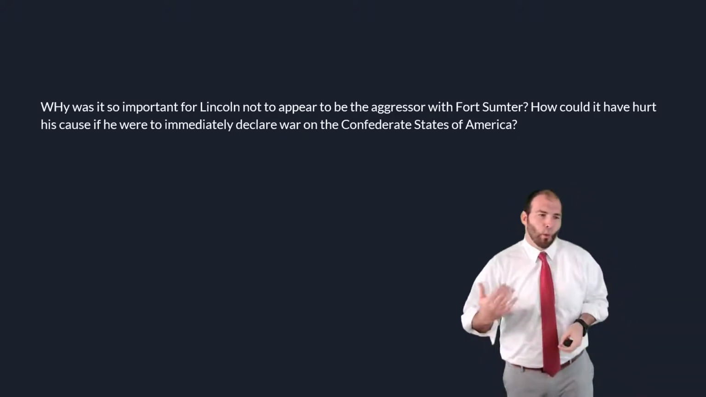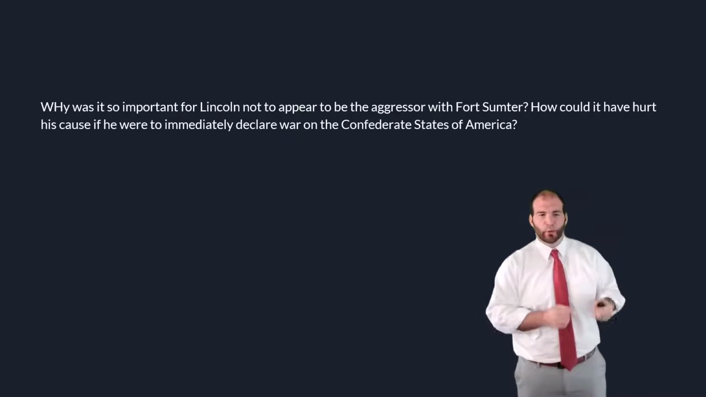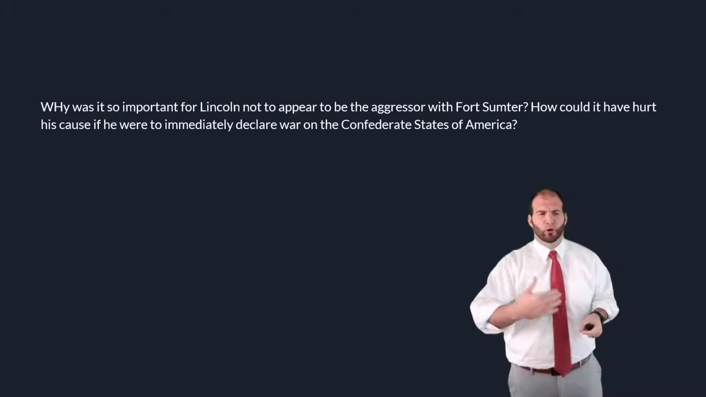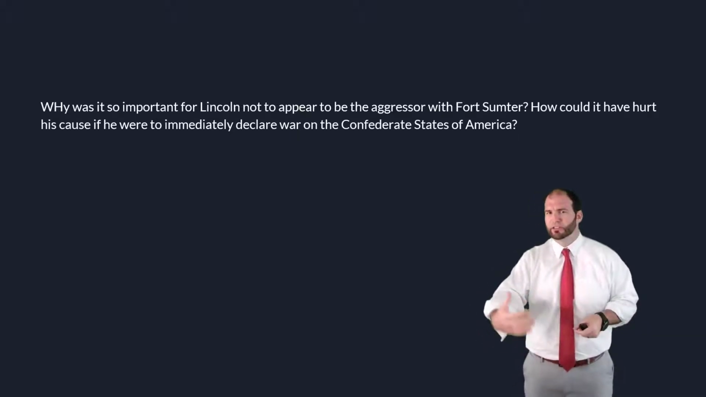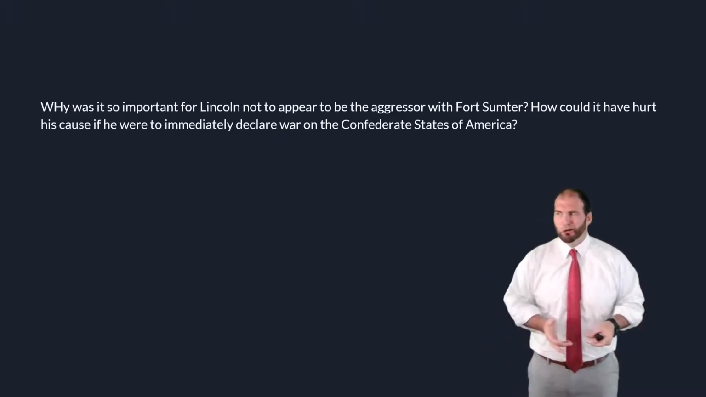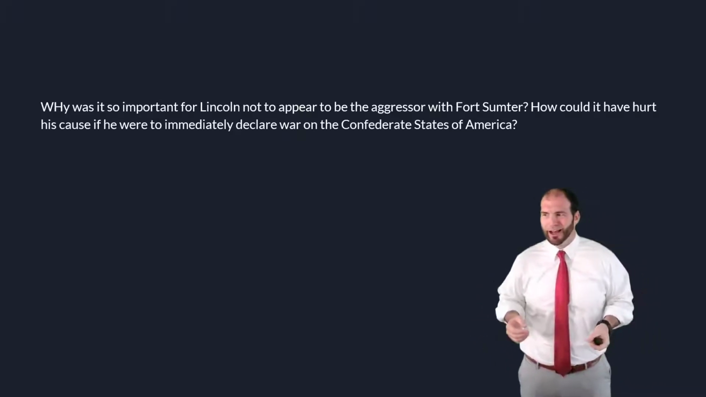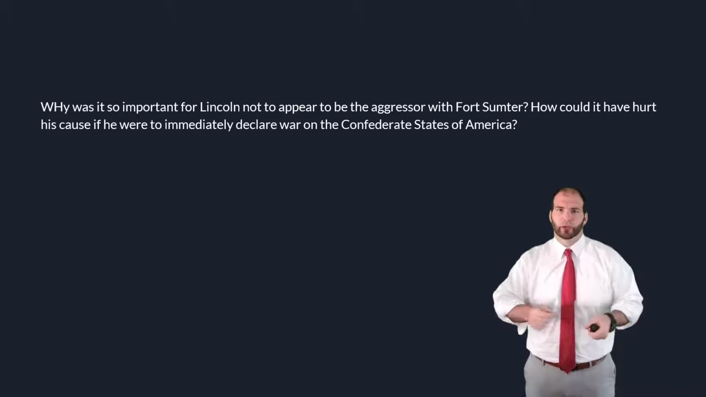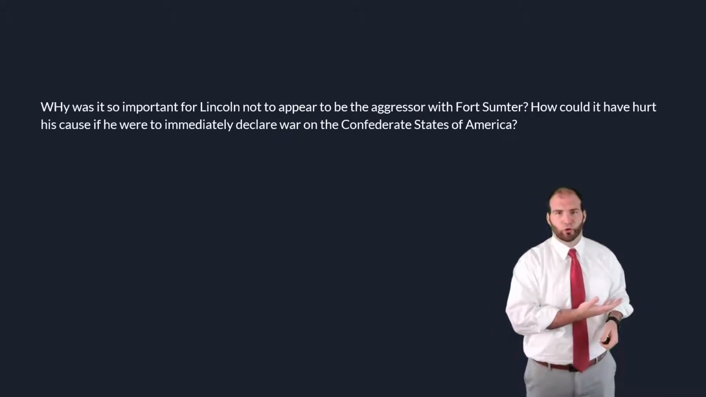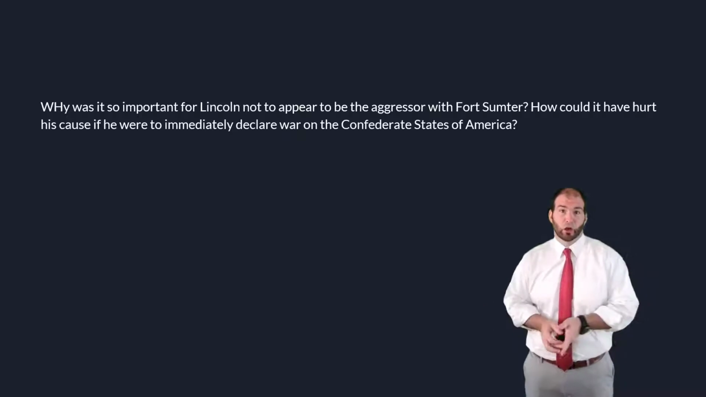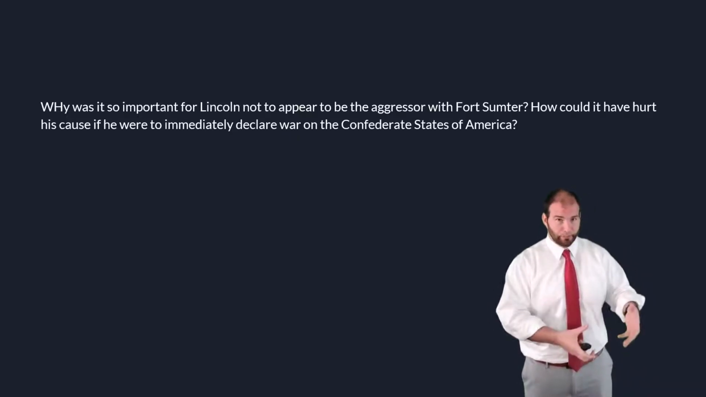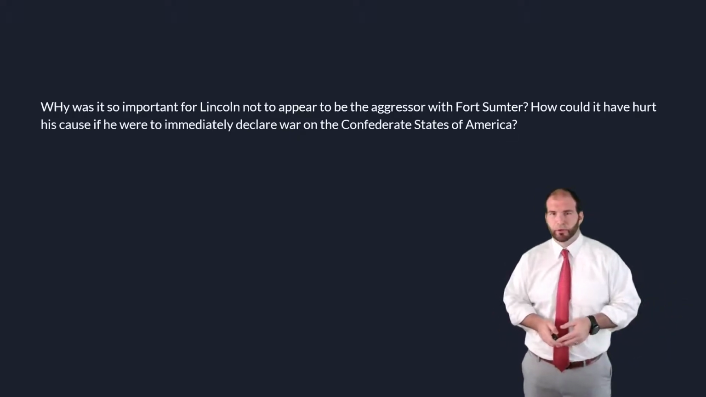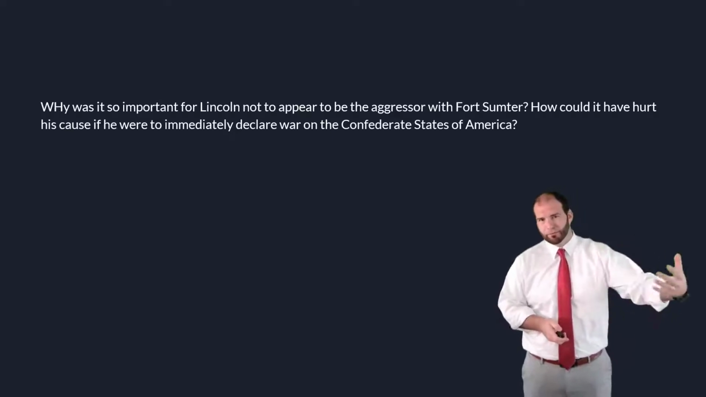But the question here is, why was it so important for Lincoln not to appear to be the aggressor at Fort Sumter? How could it have hurt his cause if he were to immediately declare war on the Confederate States of America? Keep in mind, Lincoln isn't super popular. If he's the aggressor and he basically declares war on these innocent Southerners, he's going to have zero support for this war in the North, and it probably isn't even going to happen. So Lincoln has to make this war appear to be started by the South, which he's able to do by resupplying Fort Sumter. So pause me, answer that completely. We're moving on.